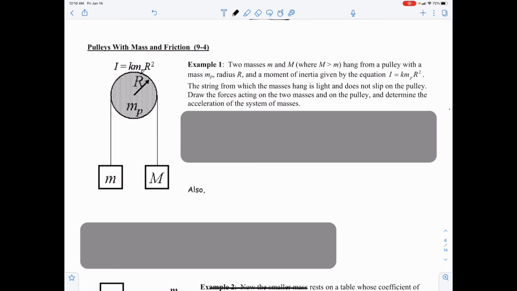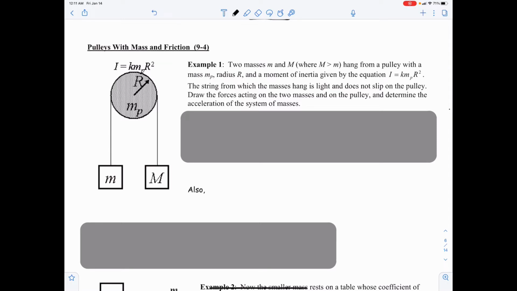Section 9.4, pulleys with mass and friction. Okay, if we have pulleys that have uneven masses, we know that the pulley system is going to accelerate like we saw it happen before. The difference was, back in doing those type of problems, we let the tension be the same anywhere on the string, same tension. And we were able to get away with doing that simply because the pulley itself had no mass and there was no friction acting on the pulley. So that's not the case anymore.